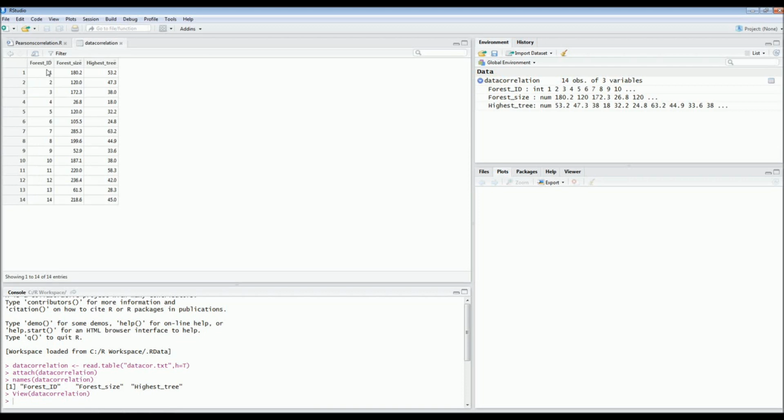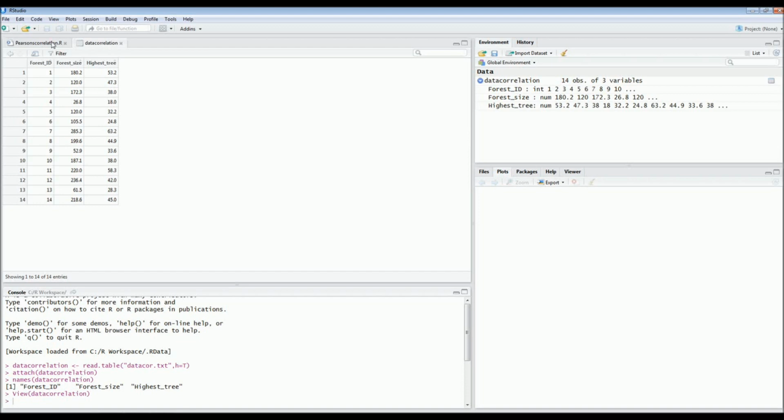The column forest ID is the number of the forest patch that we investigated. Then the forest size is the size of the forest in hectares, and the highest tree is the height of whatever highest tree there was in that forest in meters. And what we want to know is whether, if you have a larger forest, you're more likely to encounter a higher tree. So if forest size and the height of the highest tree are correlated.